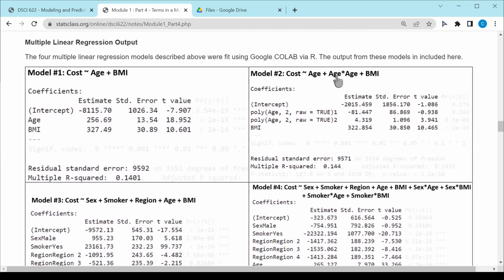Model number 2 is where I put the squared term for age in the model. And I do that with what's called a polynomial term inside of R. Here are the 4 estimates. So I'm going to have the intercept. I have a coefficient for, or estimate for age. I have an estimate for the age squared, which is 4.32 here. And then I have an estimate or coefficient for BMI, which is 322.